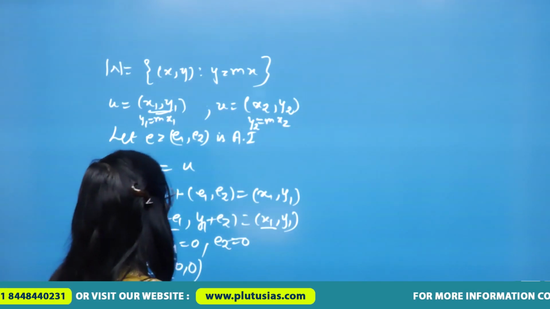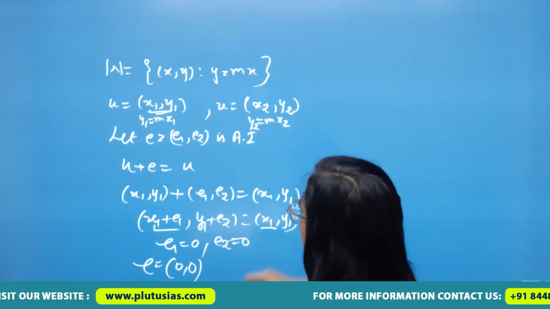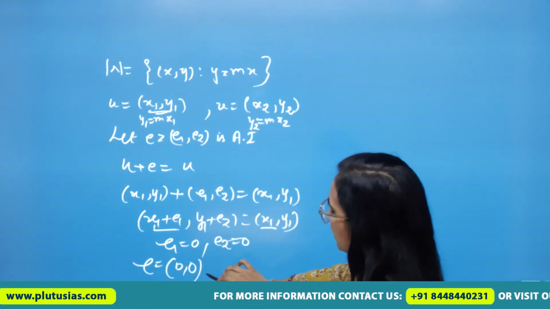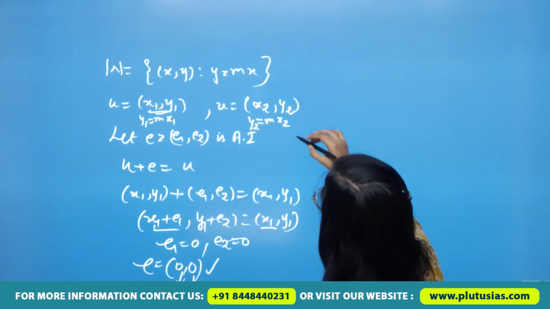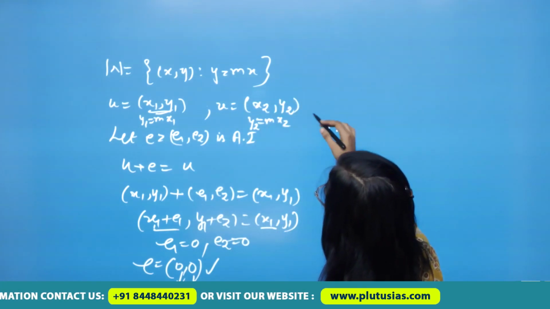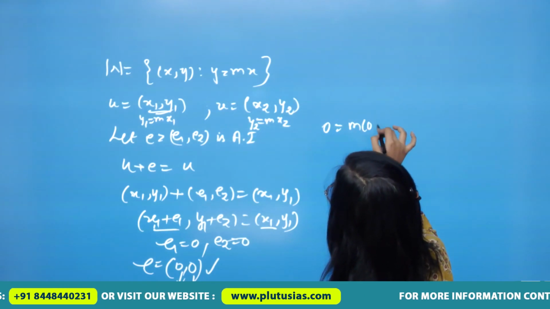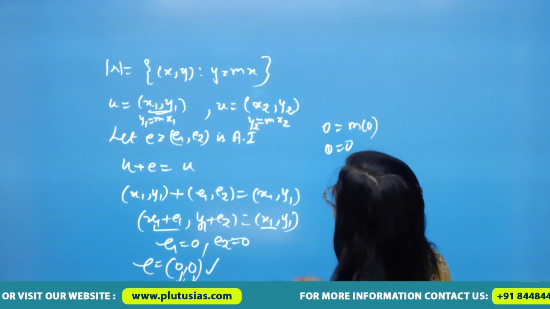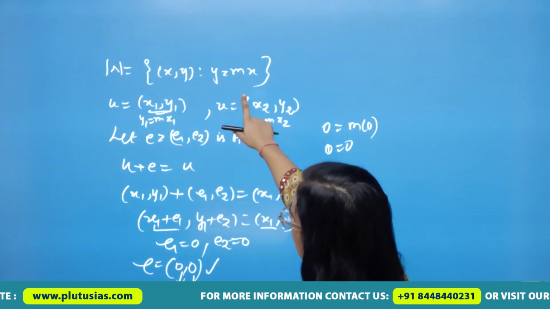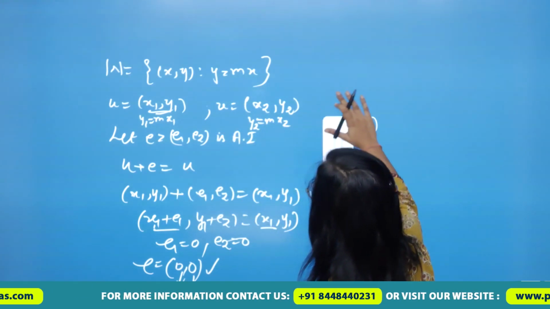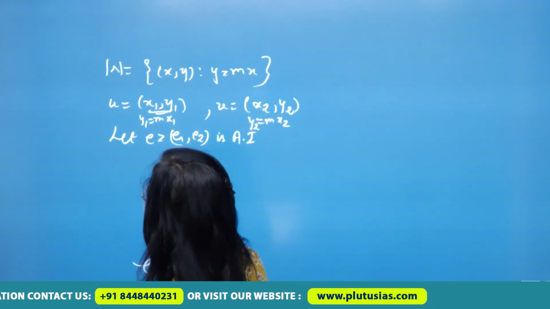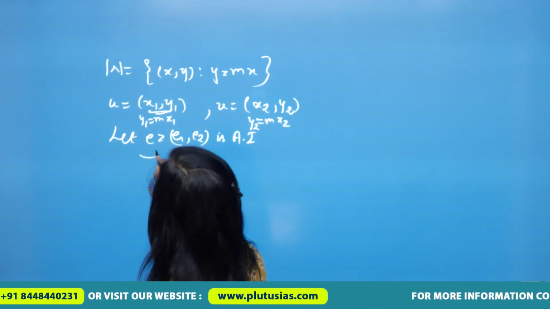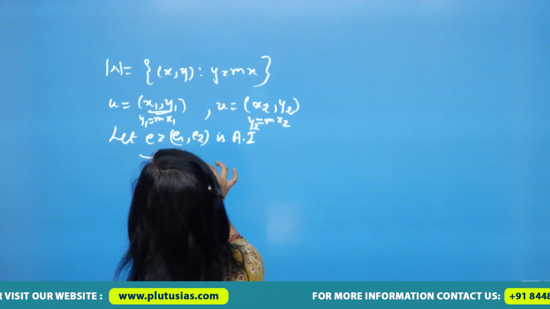And how would we prove that this e belongs to that set? We have nothing to do. This is x, this is y. If we take a 0 on the left side, it would be 0 only, and on the right side m into 0. 0 is equal to 0, which is true. That means e also satisfies that condition, and hence e is our additive identity, and it is equal to (0, 0).